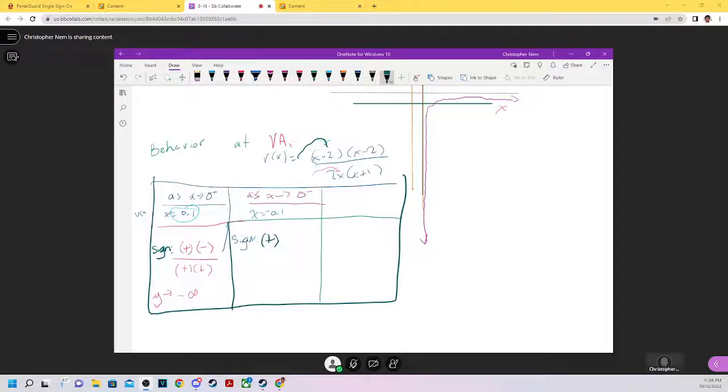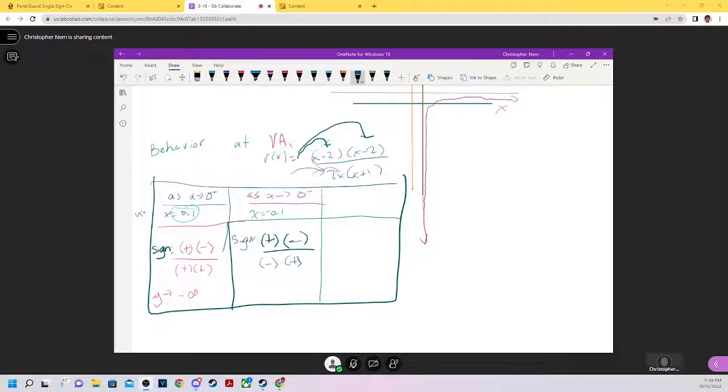Good. What happens if I plug into the second one? Negative 0.1 minus 2, a negative minus a positive number, that's going to give me a negative value. All divided by, now if I plug it into this one right here, 2 times negative 0.1, that's going to give me a negative number, of course. And then the last one, negative 0.1 plus 1, that's going to give me a positive.